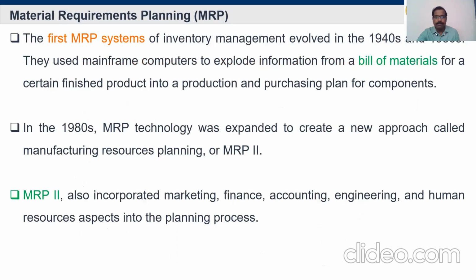Okay, and the first MRP system in the 1940s and 1950s was also planned. They used mainframe computers to get the information from the bill of materials, and they planned and placed the purchase orders. In the 1980s, MRP technology expanded to MRP2. MRP2 is our manufacturing resource planning.